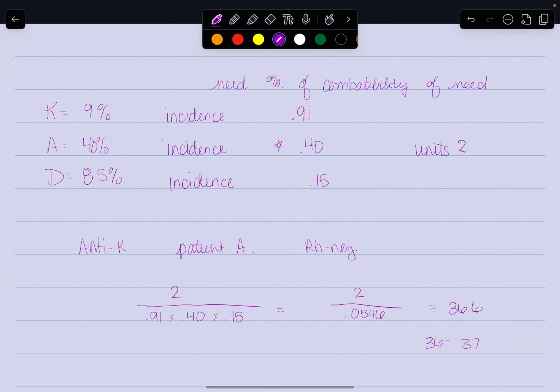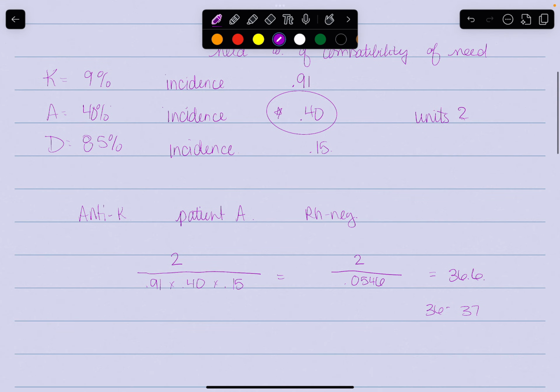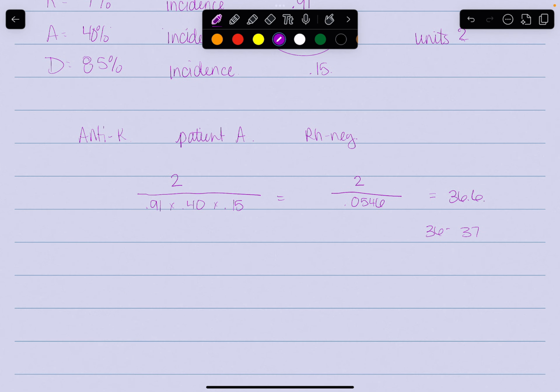I hope that helps a little bit. This was, to me, the tricky part of that equation. And then the next one we talked about is the titer in association with RhoGAM and that antenatal dose at 28 weeks.